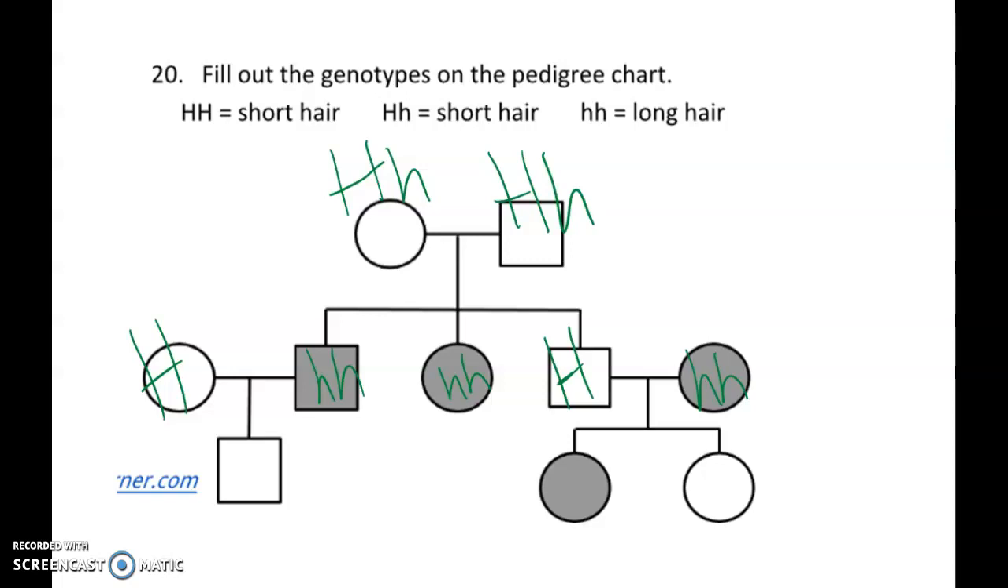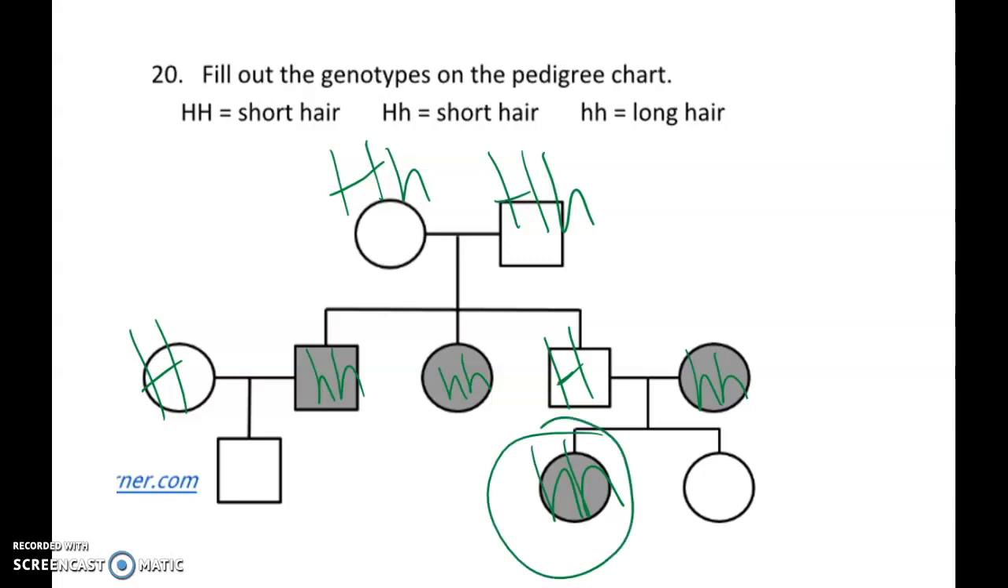We really can see from up above, where it says number 20, fill out the genotypes on the pedigree chart. If we're looking at short hair being dominant and long hair being recessive, we're going to use the capital H for short hair, and we're going to use hh, the little lowercase letters, to signify long hair. Those people that are not shaded must have at least one dominant gene. Those people that are shaded on the chart, automatically we know they are homozygous recessive.